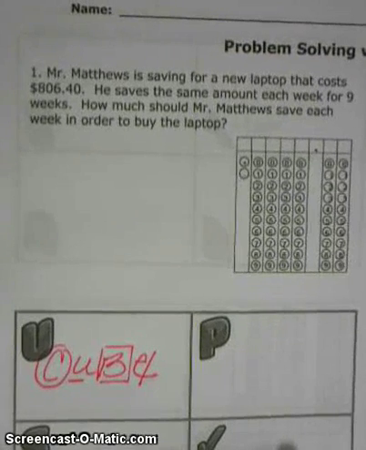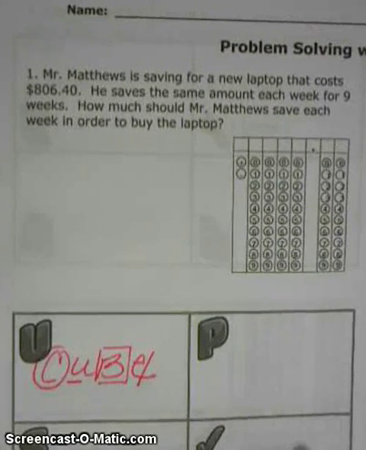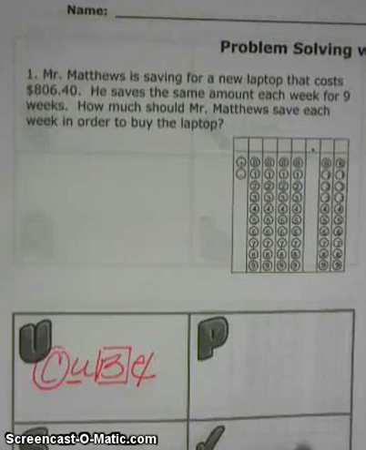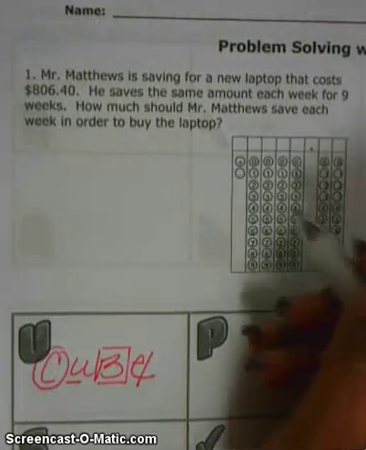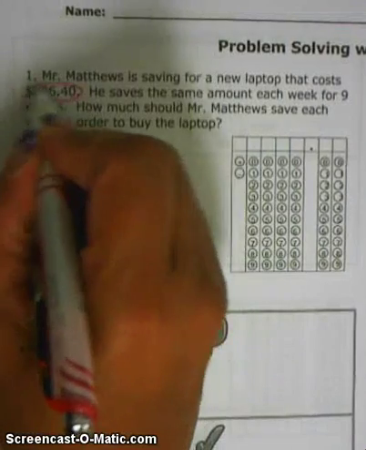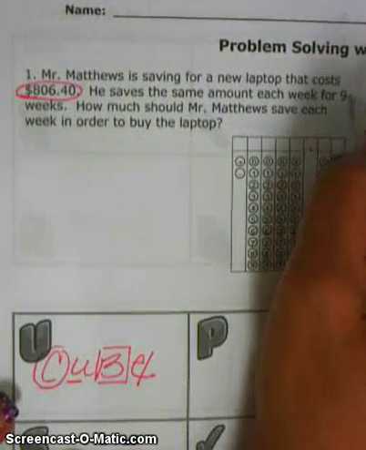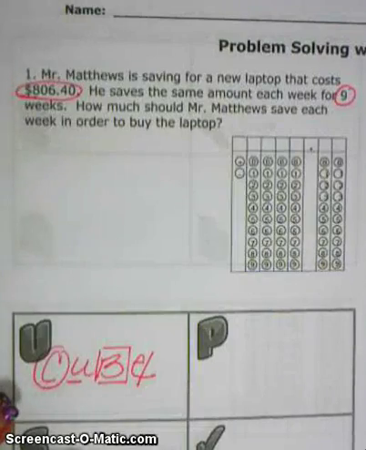It says that Mr. Matthews is saving for a new laptop that costs $806.40. He saves the same amount each week for 9 weeks. How much should Mr. Matthews save each week in order to buy the laptop? Okay, so we want to circle our numbers. I have $806.40. I have 9 weeks. Those are the only two numbers that I have.